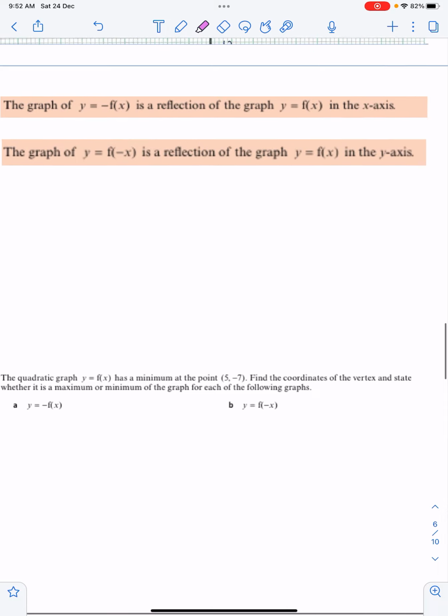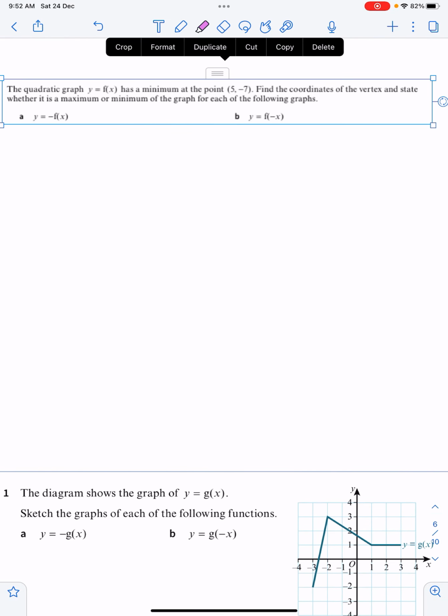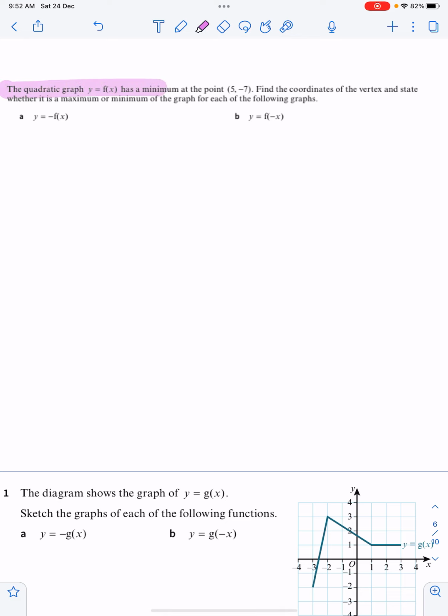Okay, let's do this question. It says the quadratic curve y = f(x) has a minimum point at 5 comma negative 7. Find the coordinates of the vertex and state whether it is maximum or minimum of the graph for each of the following graphs. If it is negative f(x), that means you're reflecting the graph in the x-axis.